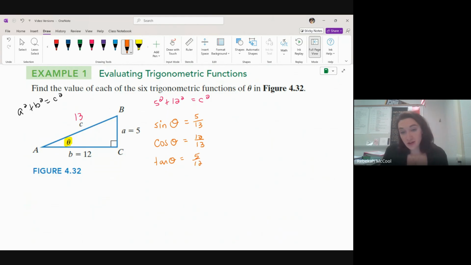So then we can find each of their partner functions by doing the reciprocal. So sine goes with cosecant. So that would be 13 over 5. Cosine goes with secant. So that would be 13 over 12. And tangent goes with cotangent. So cotangent of theta would be 12 over 5.